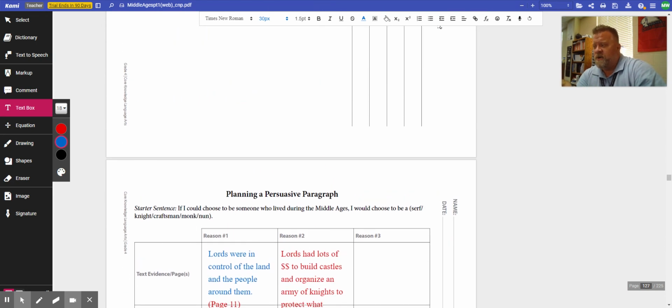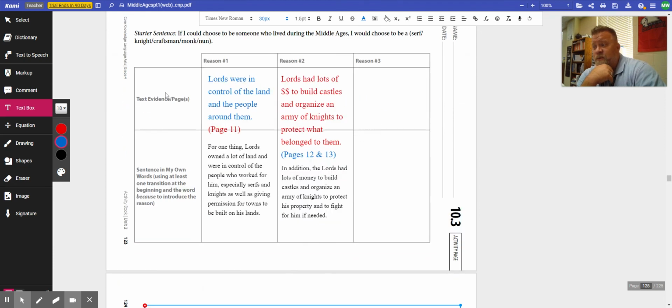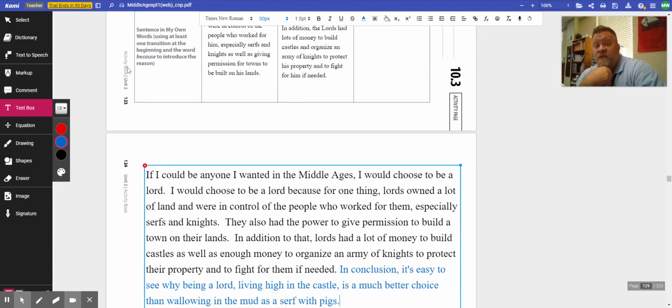You can use this sentence starter: If I could choose to be someone who lived during the Middle Ages, I would choose to be a blank because, then give your reasonings with transitional phrases in between to help them flow. Or you can even use this one: If I could be anyone I wanted in the Middle Ages, I would choose to be a blank because, and then give your reasoning. Now, ladies and gentlemen, there you go. That is a persuasive paragraph.